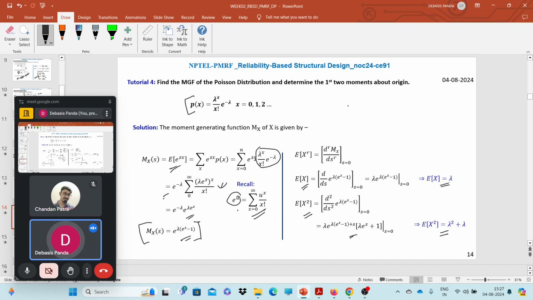So you will find that E of x square is nothing but lambda square plus lambda. Now if you want to calculate the variance of x, that will be nothing but lambda square plus lambda minus lambda square. That means you will have the lambda value. That means E of x square minus E of x whole square. So that will obviously give you that value.